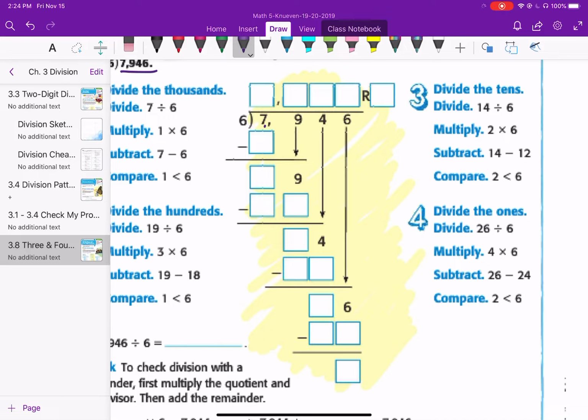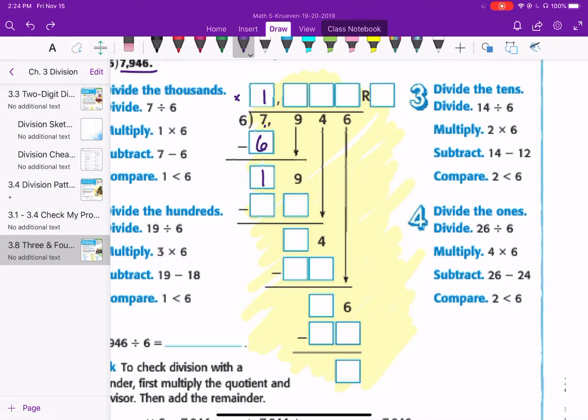So 6 goes into 7 once. 6 times 1 is 6. I subtract, 7 minus 6 is 1. The most common mistake I'm seeing is that when I say 6 goes into 7 once, people want to put the 1 down below, and that's not correct. We need to put the 1 above, then I multiply and put the 6 below.